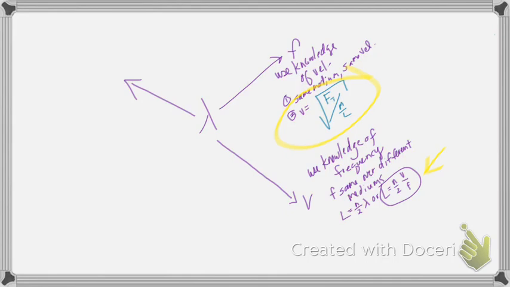Okay. So we know our frequency, we know our velocity, we know our wavelength. The only other variable that we've introduced here is that L, right? So what is L? L is how the length relates to the wavelength.